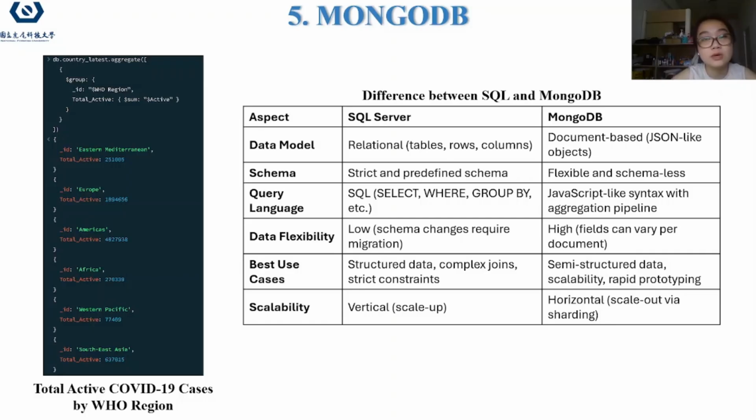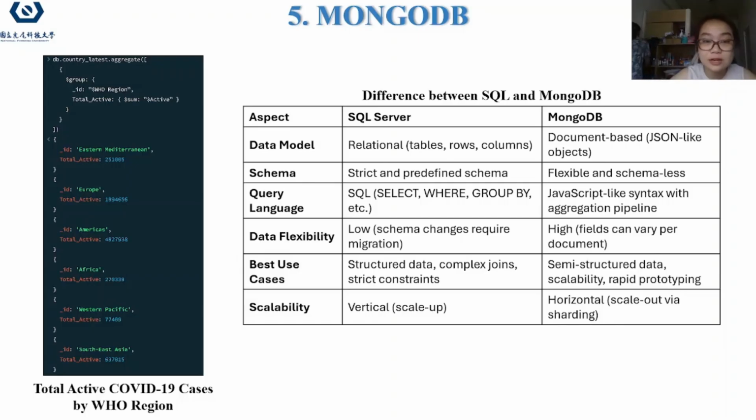And I have this table about the differences between SQL and MongoDB to make the comparison. The aspect is the data model. SQL Server is relational, and MongoDB is for unstructured data; it can be used for structured and then unstructured data. Then the aspect of schema: in SQL Server it is a strict and predefined schema, but in MongoDB it is flexible and schemaless. And the query language in SQL Server is SQL, and in MongoDB it is JavaScript. The syntax is one statement per line.